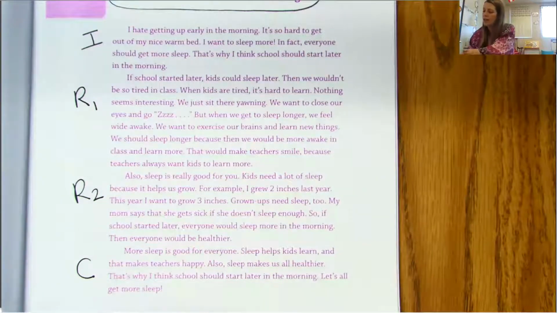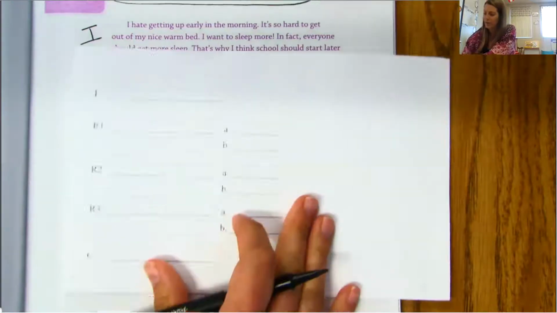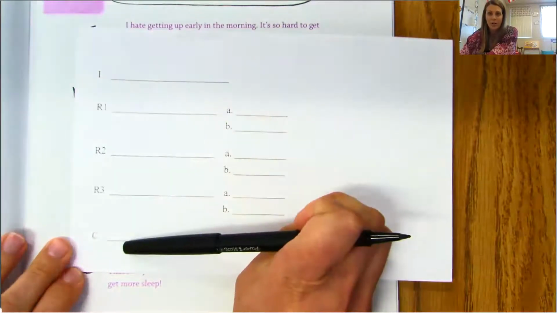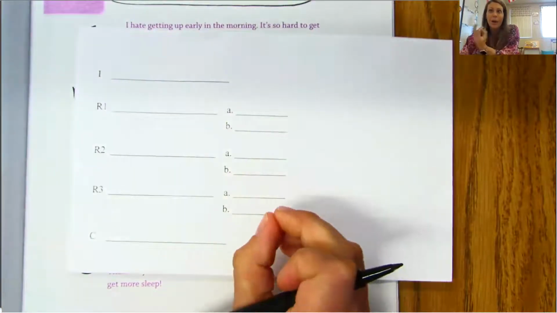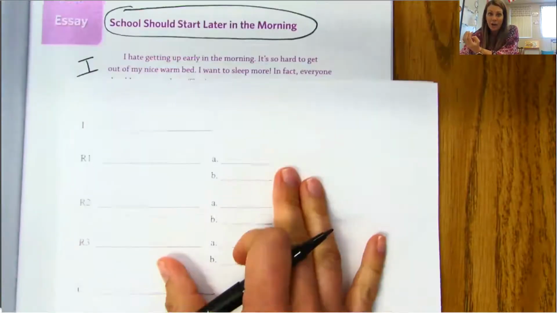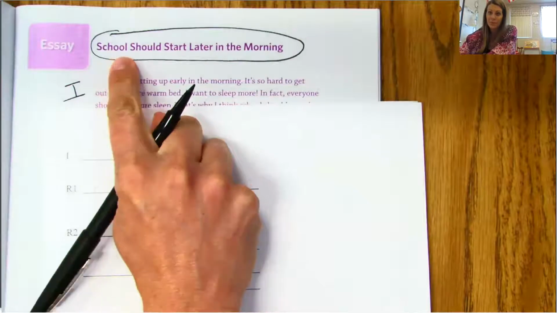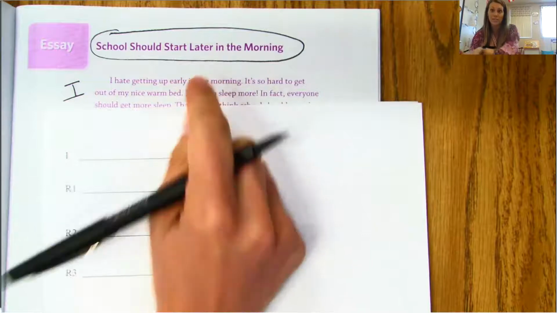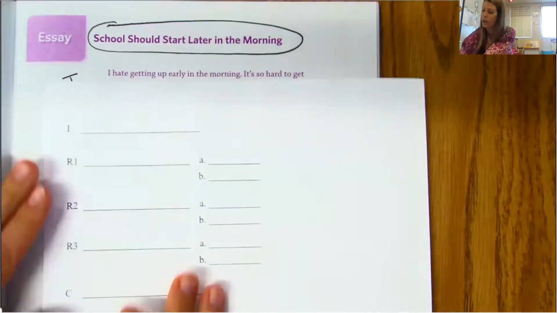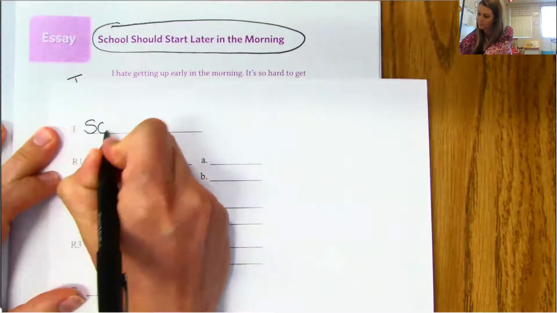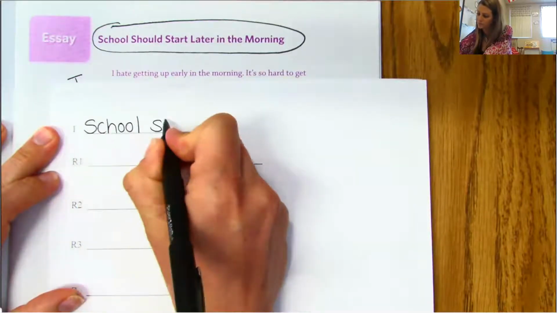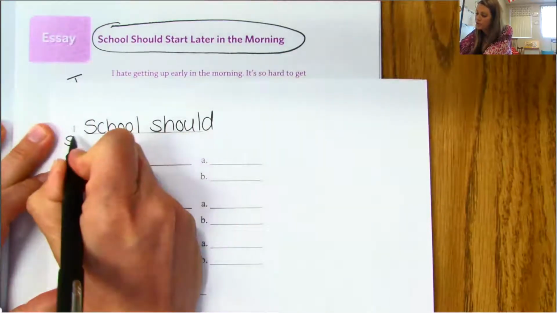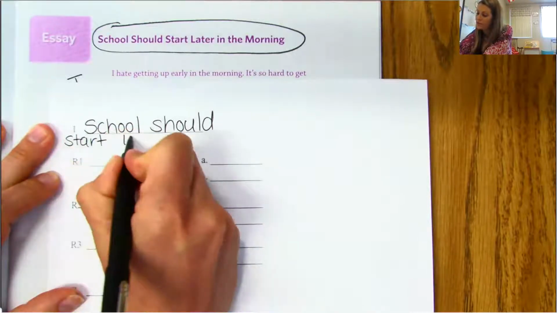All right, so let's go ahead and make sure we have our graphic organizer. Our I and our C paragraph are both going to be our opinion. And for today, our opinion is what? We think and we feel and we believe that school should start later. For our I paragraph, we're just going to put just that. School should start later.